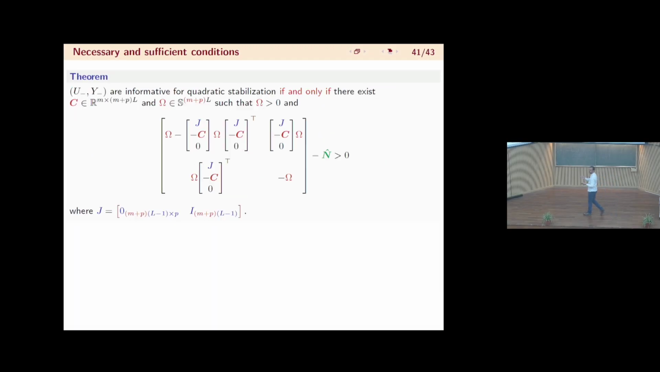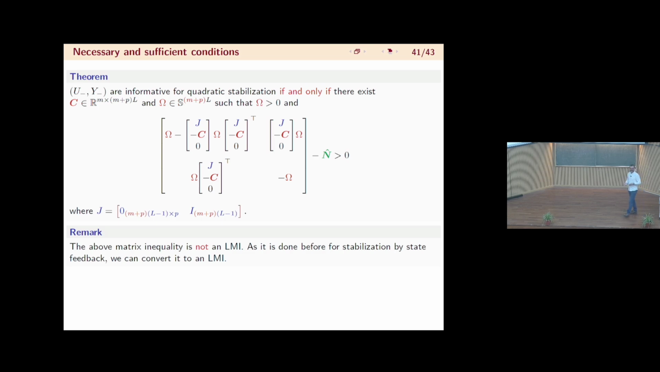Okay? Well, is this an LMI? No. That's bad news. Can we cast it as an LMI? I'm not going to do it. We are all tired, I know. But the answer is yes. Like we did before, by using a Schur complement argument, we can cast this matrix inequality as a linear matrix inequality. Okay? And then from that linear matrix inequality, if it is feasible, we can find out this C, which is going to be a controller.